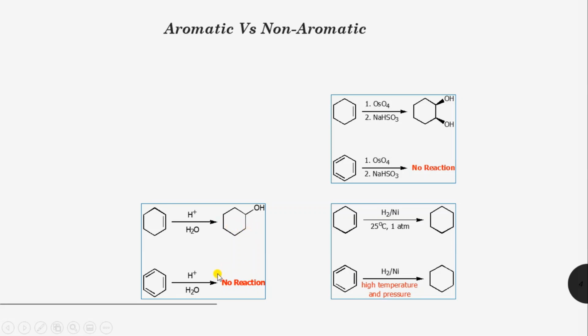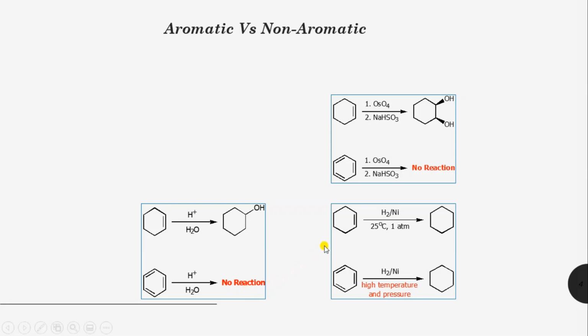cyclohexanol. If the reagent, that is the acid and water, is provided to the benzene ring, benzene will not react at all. There will be no reaction. The reason again is the same, because benzene does not undergo the addition reaction.